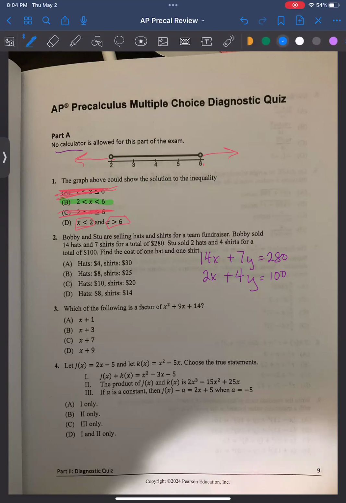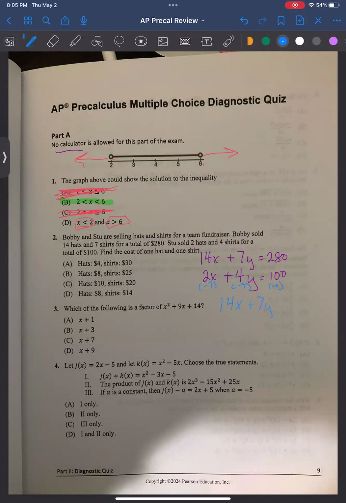I need to get x or y to be the negative version of the other. The easiest one to match would be x, because I can easily get 2 to be 14. With 7 and 4, I'd have to change way too much and multiply both equations. My goal is to find the one where I only need to multiply one. So I'm going to multiply everything by -7.